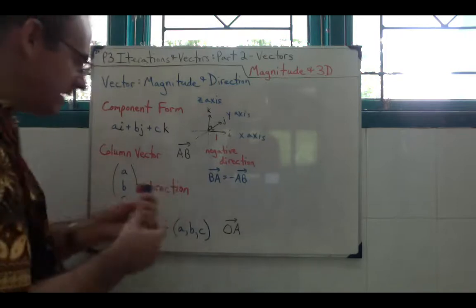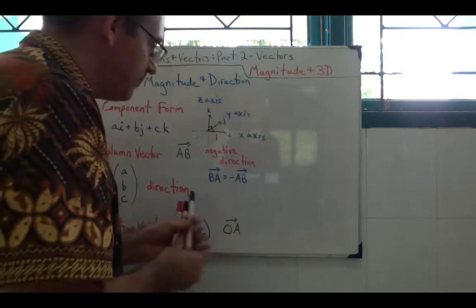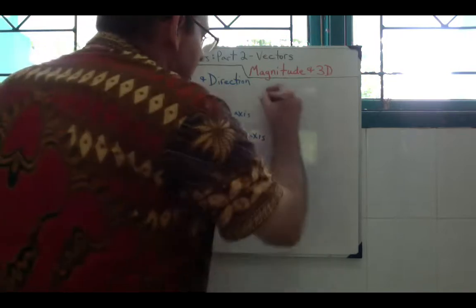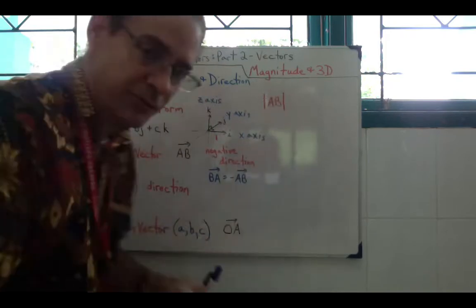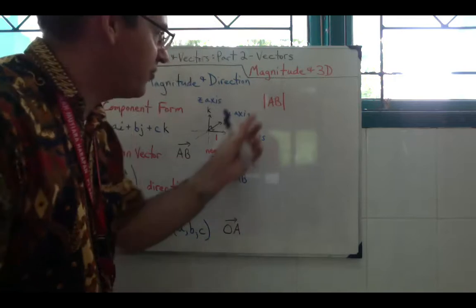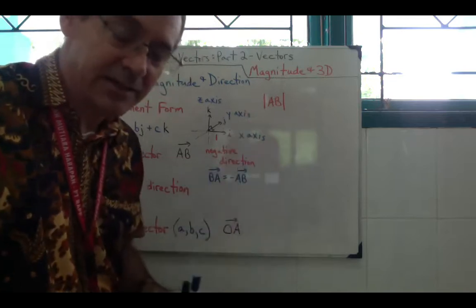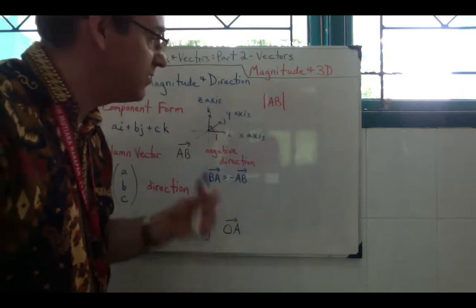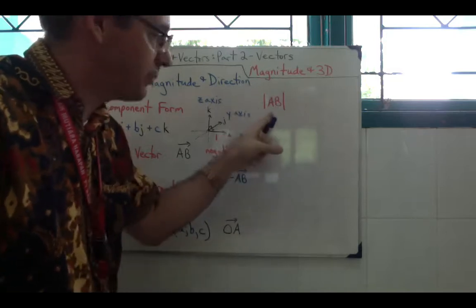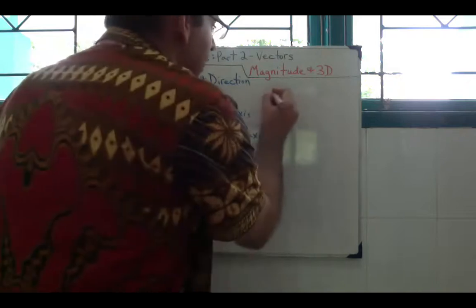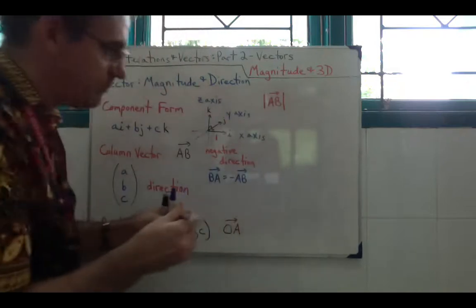So if we're finding the magnitude of AB, it would be designated like this. It looks like absolute value signs, and it also kind of looks like a matrix symbol. So you really need to know your context when you see these symbols. In this case, it's referring to the magnitude of this vector AB.